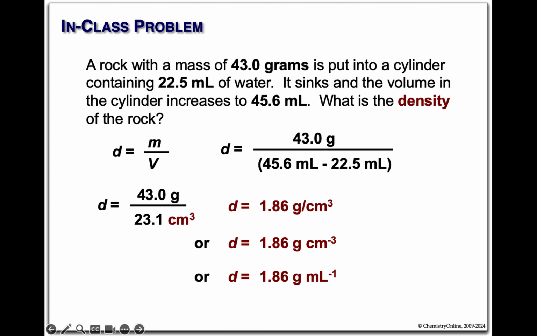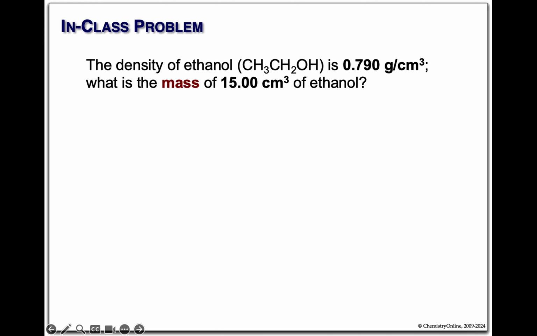Another problem. Ethanol is an alcohol. It's the alcohol of consumption. Its density is 0.79 grams per cubic centimeter. We have 15 cubic centimeters of it. How much does that weigh? Well, remember we did metric conversions. And I said there was an algorithm that was going to be useful. Let's do it.